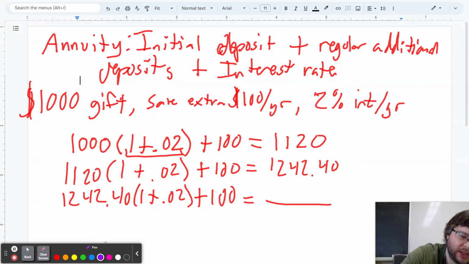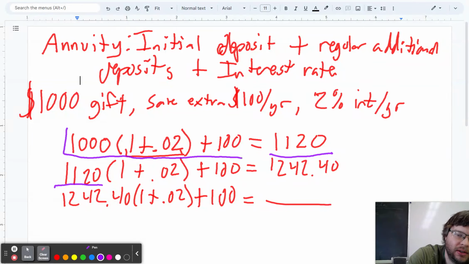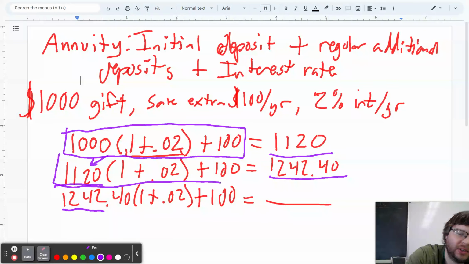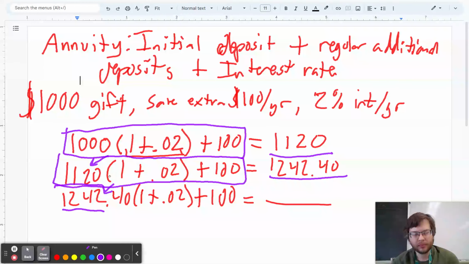So what I notice is that the answer here matches with this. And what that means is I can replace the number 1120 with this original expression right there. And then I also notice that the answer here shows up right here, which means I can replace the entire expression here with the 1240. So I'm going to do that.